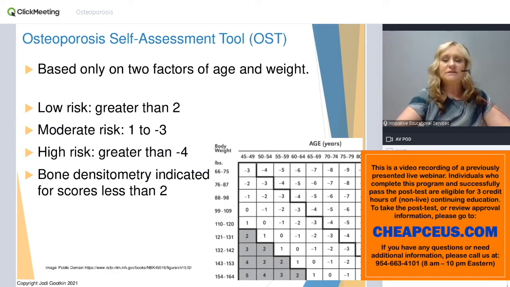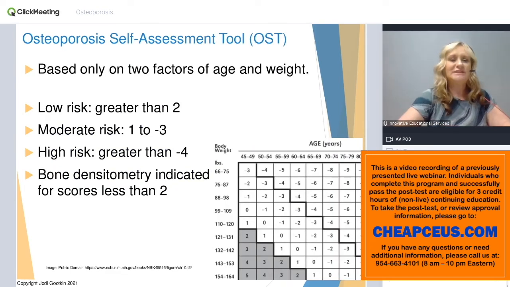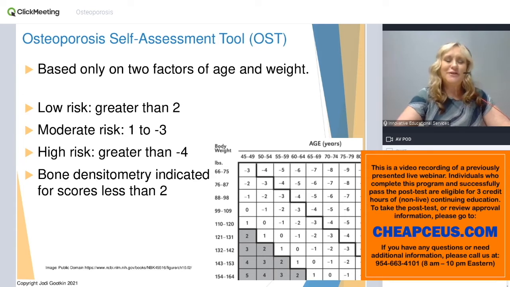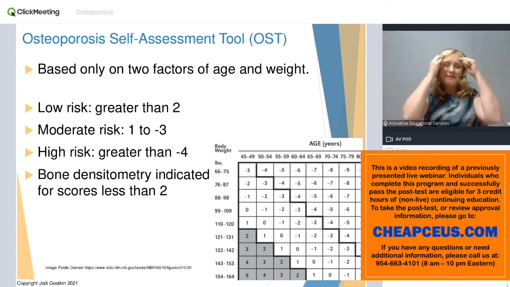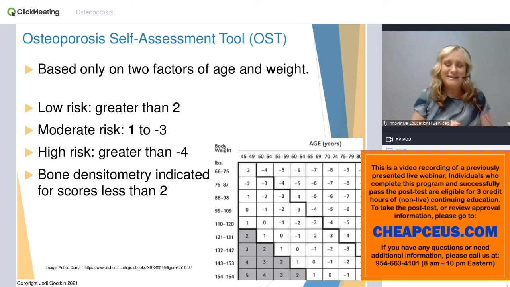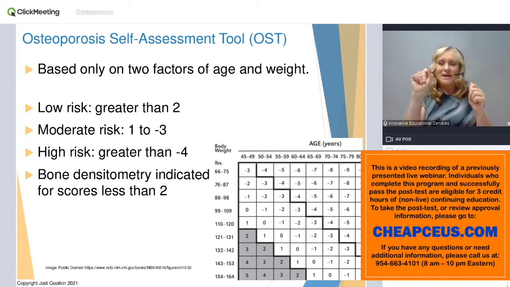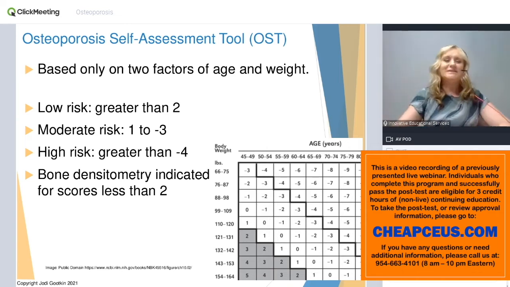The Osteoporosis Self-Assessment Tool, the OST, I'm going to date myself here. Hopefully there's one other person out there that can see this with me. We used to wear what's called pantyhose, stockings that are rarely worn now. And the way you would find your size is you'd look at your height and you'd look at your weight and you would land on the chart and say, oh, that's my size.